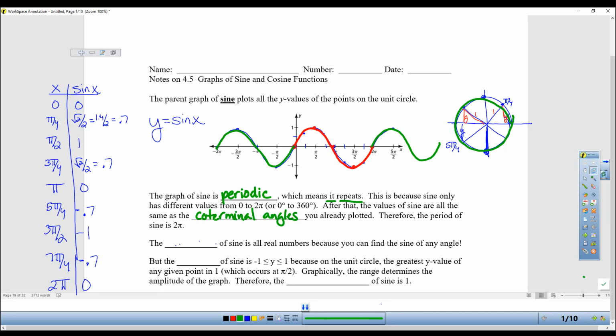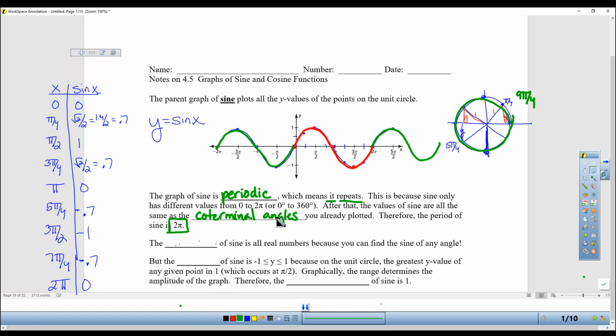you already plotted. So if you suddenly did, say, 9 pi fourths, that's the same as pi fourths. You're not getting a new angle. You're just getting a coterminal one. So we say that the period of sine is 2 pi. That's how long it takes for it to complete its cycle.